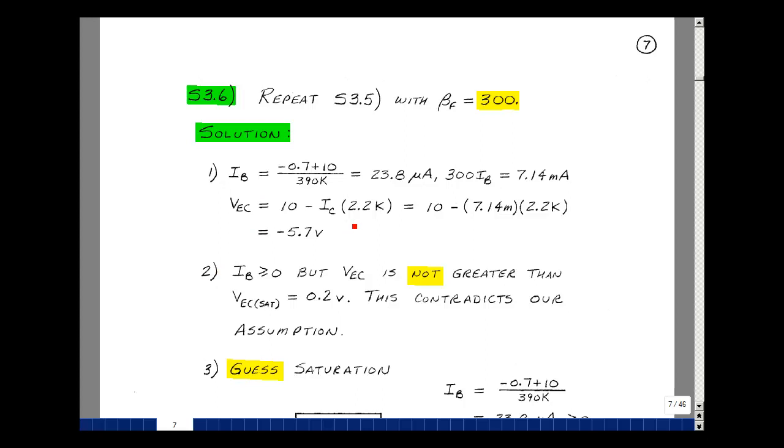We calculate the emitter collector voltage. Same equation we had on page 6. It's 10 minus I sub C times 2.2K, but now I sub C is much bigger. It's 7.14 milliamps, and that gives me a negative 5.7 volts. I have a base current that's greater than or equal to 0. My emitter collector voltage is not greater than the emitter collector saturation voltage of 0.2. This is a contradiction. Since the emitter base junction is still forward biased, we can't be in cutoff, so let's guess saturation.